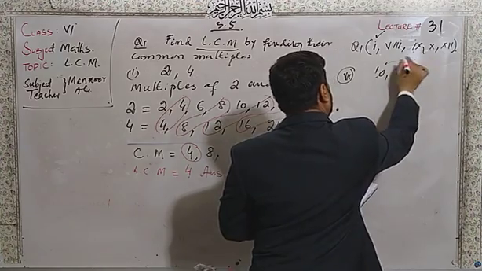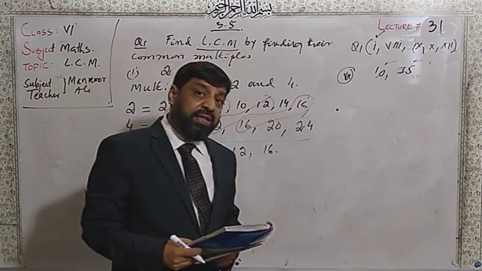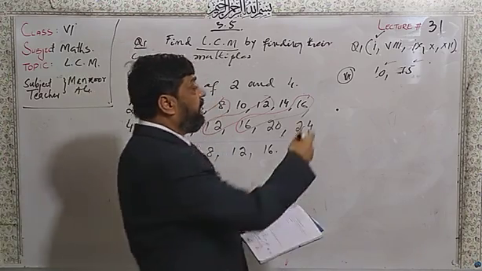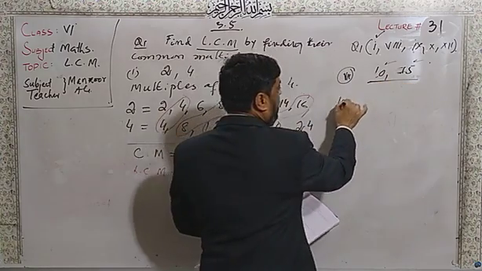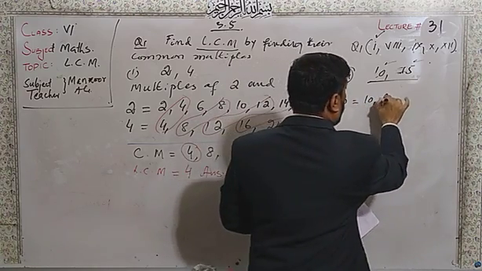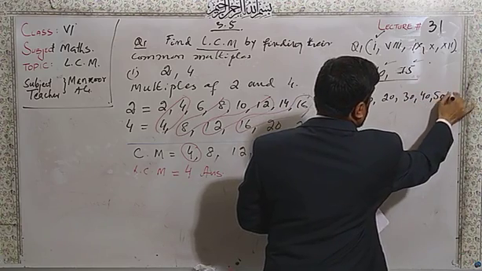We will take the common multiples of 10 and 15, and we will find the lowest value from the common multiples. Now here I will read the 10. Just 10, it is equal to 10 one time, 2 times, 3 times, 4 times, 5 times, and so on.